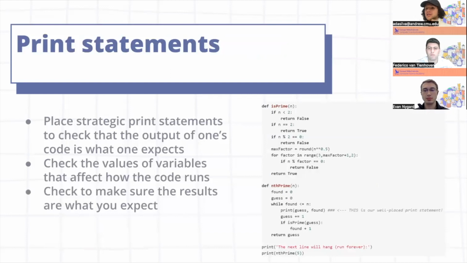Now, another strategy, let's say we do run into some bugs. A strategy to figure out what the problem is is print statements. What we do with print statements is place them strategically in places where we expect there to possibly be an issue. Here we can check variables that affect how our code runs, and we can also check the results to see whether they are what we expect them to be. In this example, we have nth prime, where we check the guess and the found. The found affects how our code is run, and the guess is what we're trying to return.